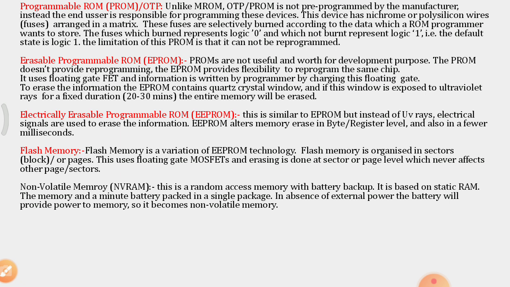To erase the information, the EPROM contains a quartz crystal window. So there will be a window on an EPROM chip. And if this window is exposed to ultraviolet rays for a fixed duration of 20 to 30 minutes, the entire program will be erased.